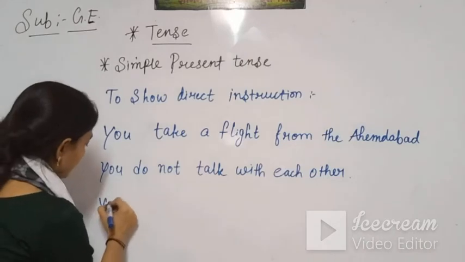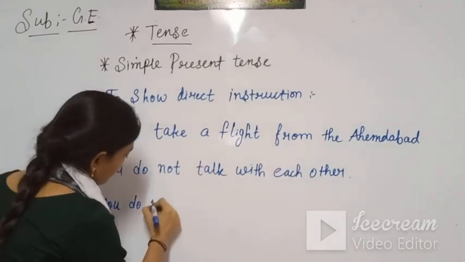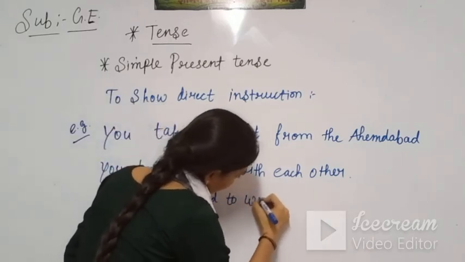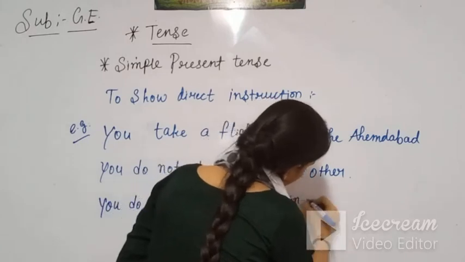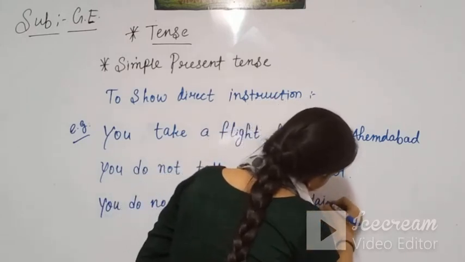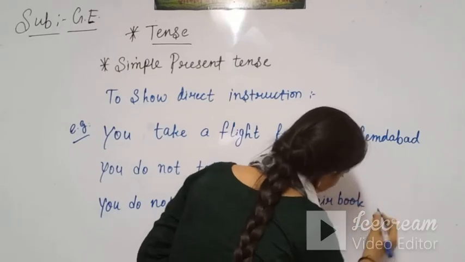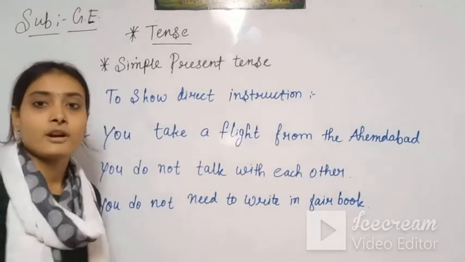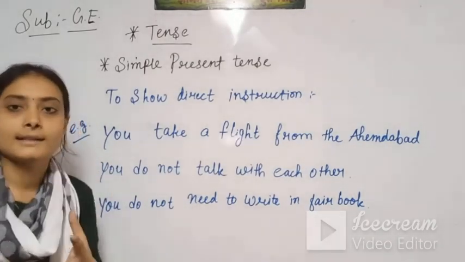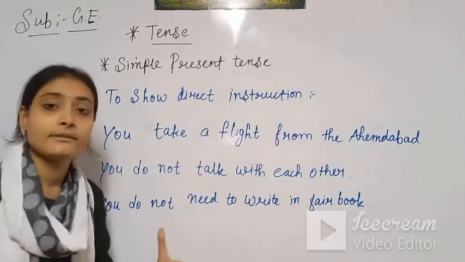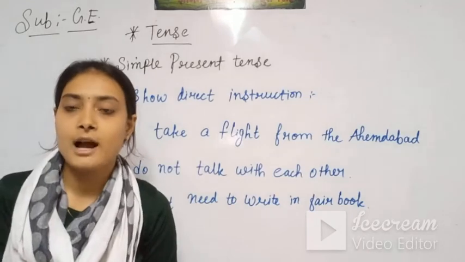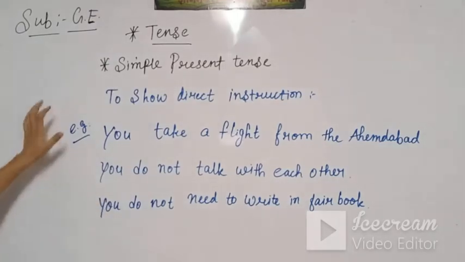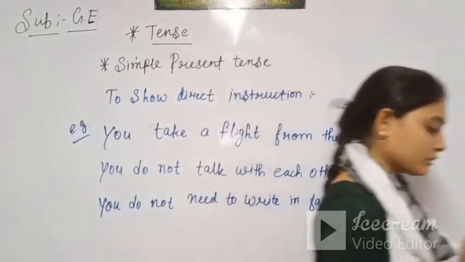Then one more example. You do not need to write in fair book. This is also the instruction. You do not need to write in fair book. This is the instruction. You have to do homework, right? So these all are the instruction. If we are giving the instruction, then which tense do we have to use? We have to use the present tense. Clear? Write in your book.